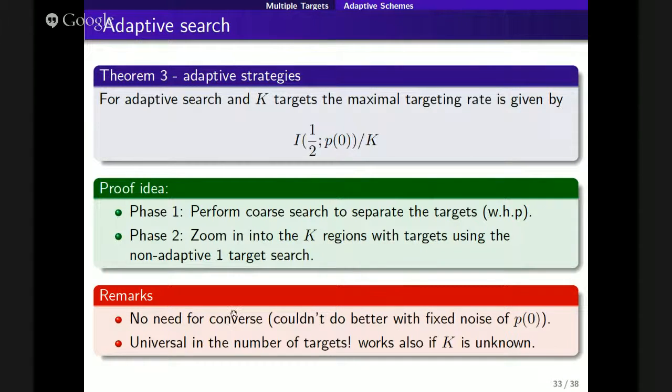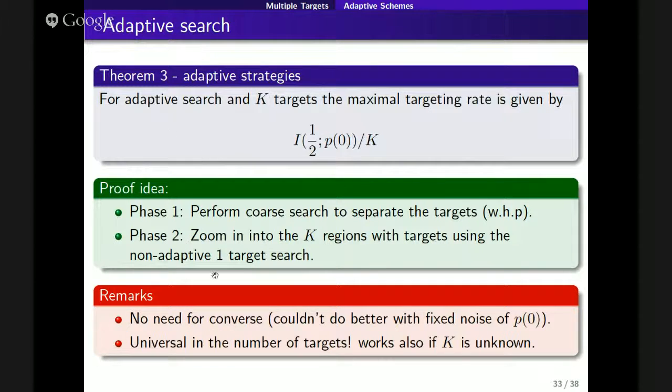And again, there's no need for a converse, because even if we had started with this noise, we couldn't do better. So this is the best, as we saw for the map. This is the best we can do for this map. So in this case, we don't care about exponents, it's just rate. We couldn't do better, so there's no need for a converse.